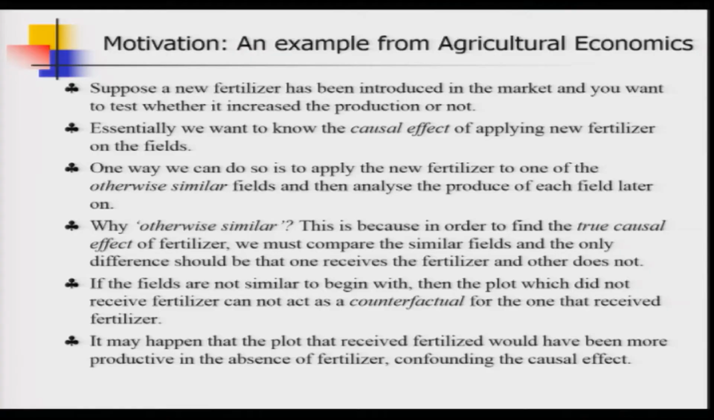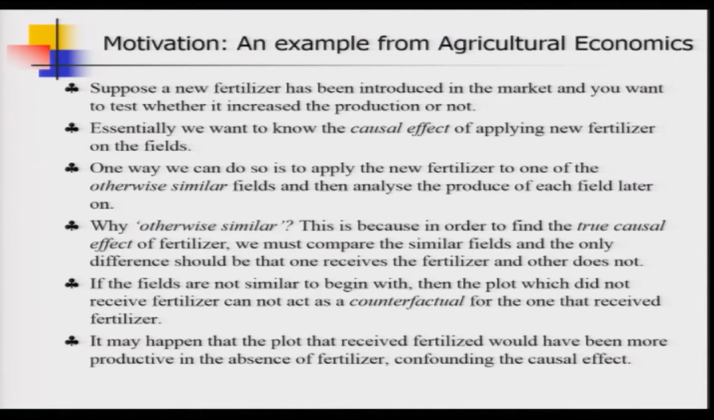So, there will be some difference observed in the total production from these two plots. Now you can compare the yield of these two plots. Yield is basically total production divided by the cultivated area. If there is a difference in yield, then you may say that this is due to the difference in the fertilizer. Now, if the fields are not similar to begin with, then the plot which did not receive fertilizer cannot act as the counterfactual for the one that received the fertilizer.